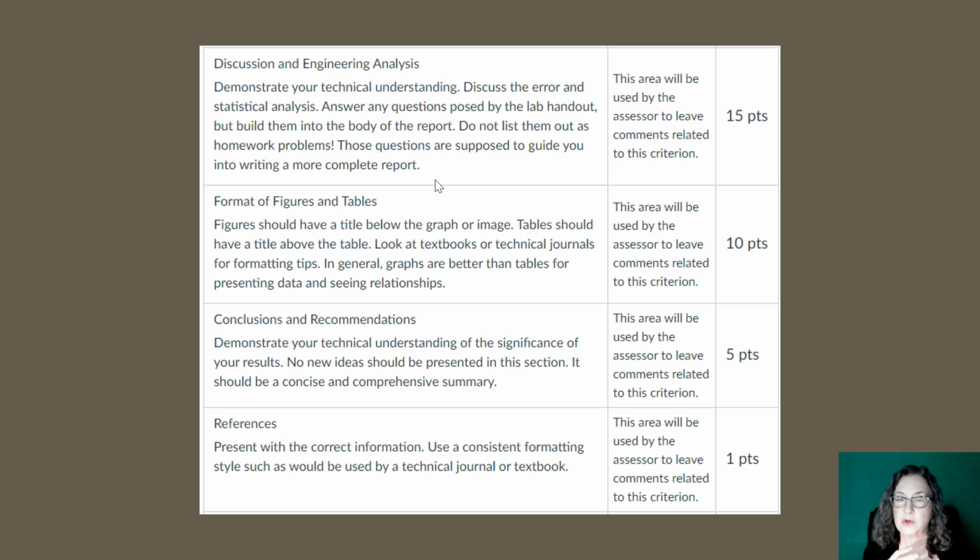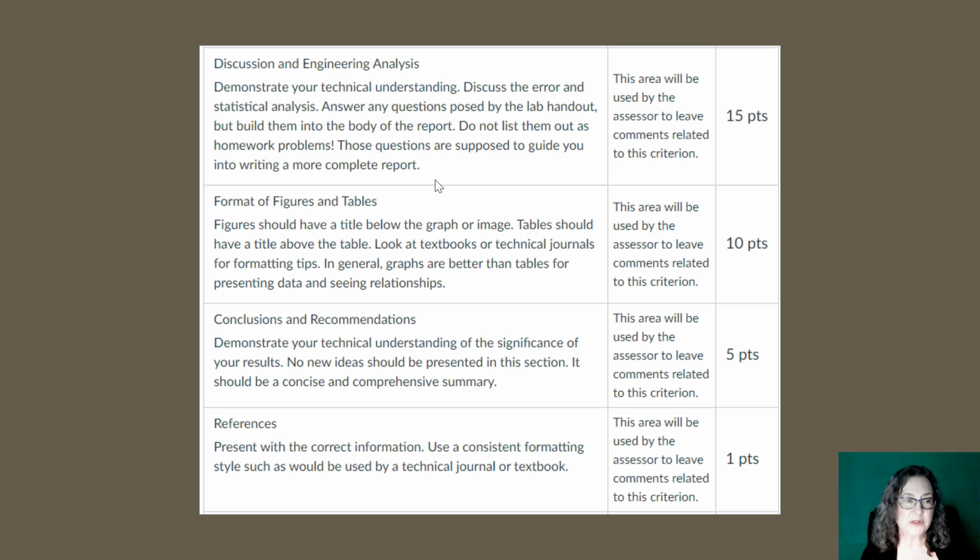Okay? If there were specific questions posed in the lab handout, then you would want to address those here, but don't say question 1 and then answer it. You're going to just blend it into the report. And sometimes some of the questions may not really apply to what you found, okay? Those questions are a guide to help you write a more complete report, all right? But be sure that you are tying your theory to your results, and you are showing some critical evaluation of those results here. All right?